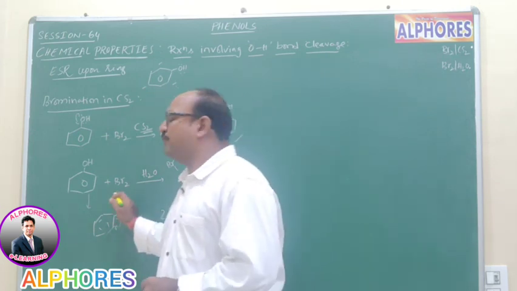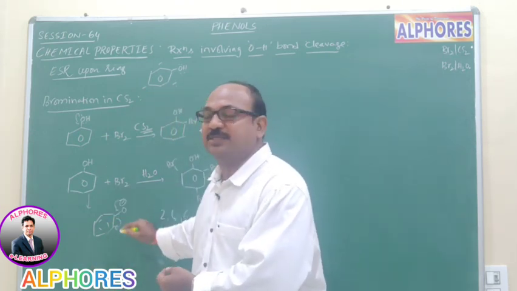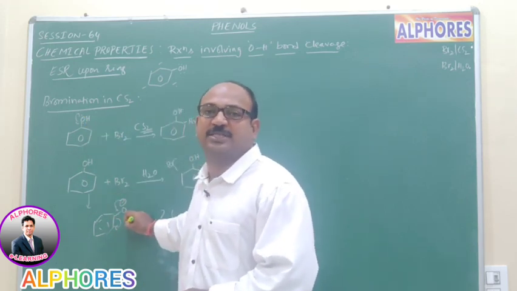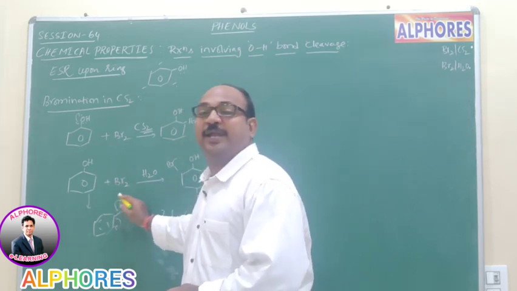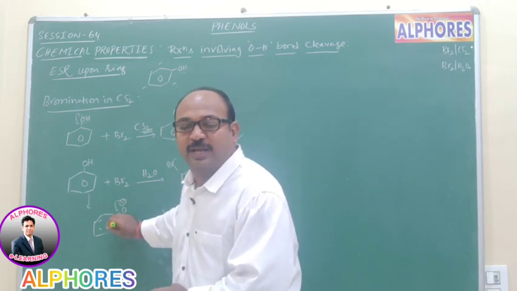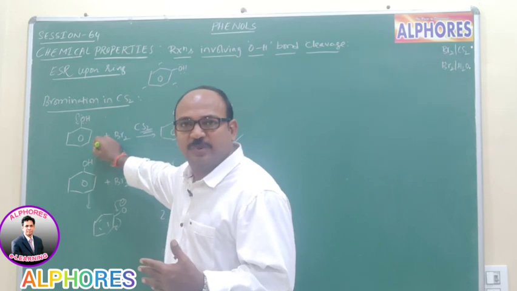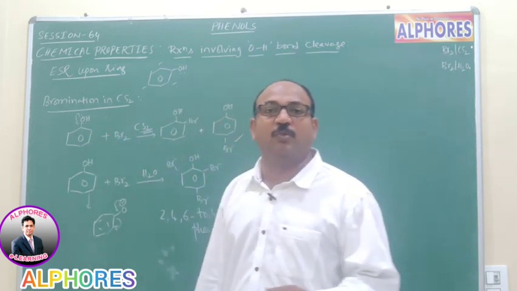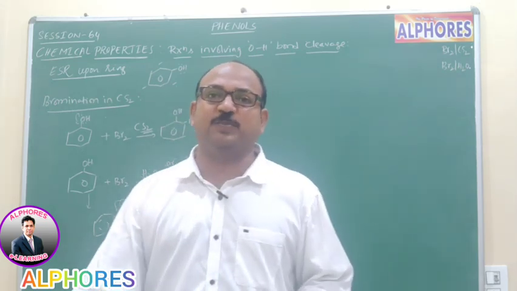Whereas in the case of phenoxide ion, what happens? Here O minus forms, because phenol shows acidic nature, and obviously O minus donates much more electron pair to the ring. That means compared to OH, which activates the ring, O minus activates that ring even more. That's why excessive bromination takes place.